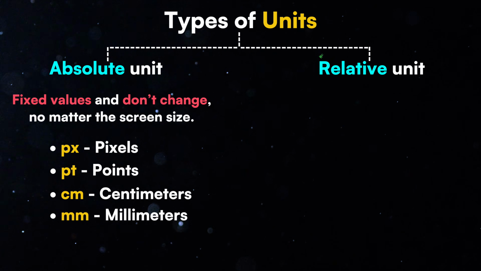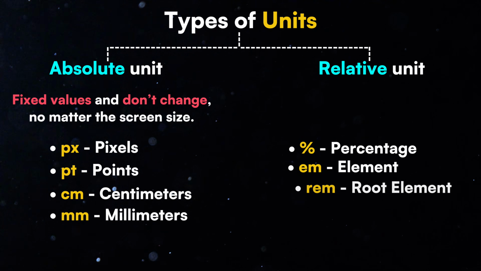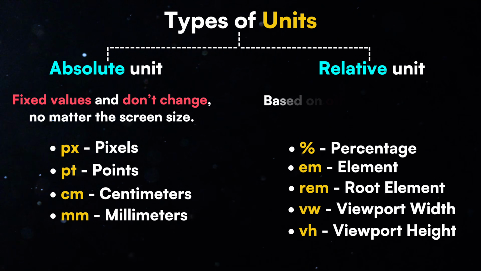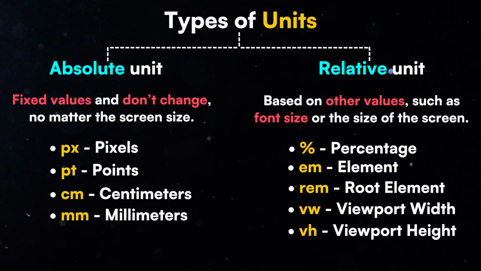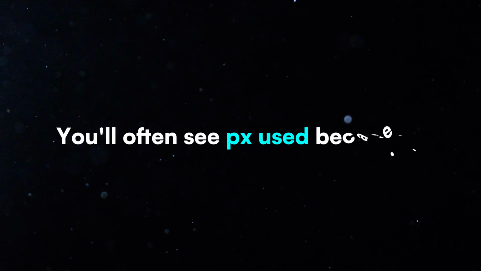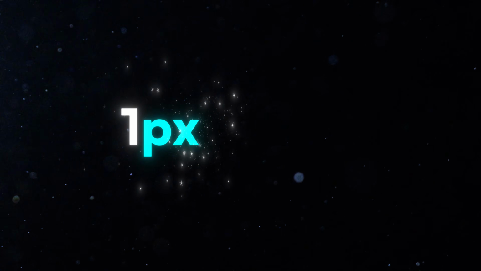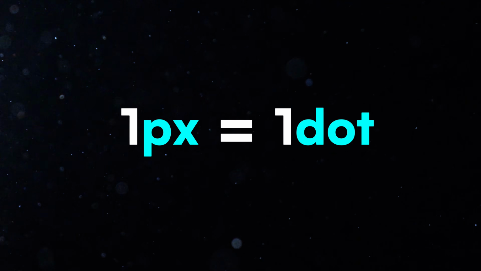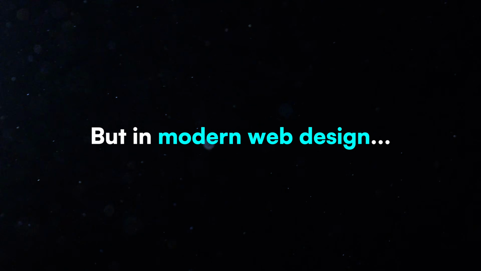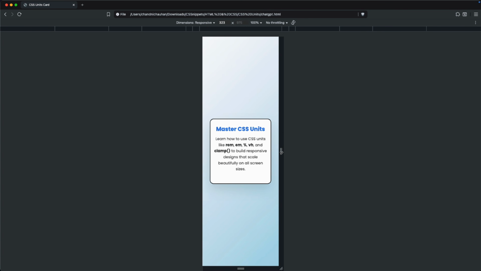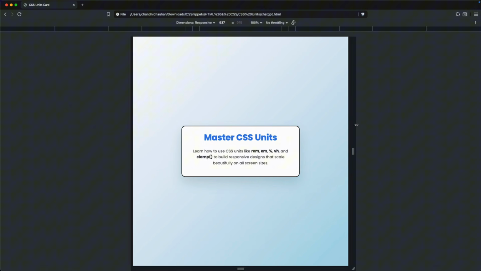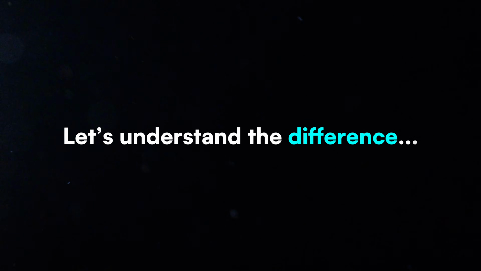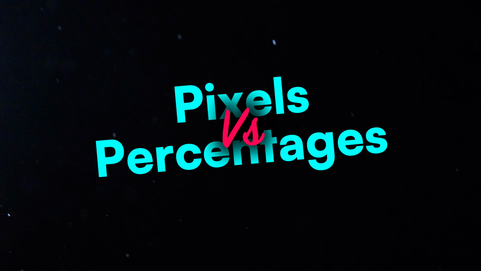Relative units, like %, em, rem, vw, and vh, are based on other values, such as font size or the size of the screen. You'll often see px used because it's simple: 1 px equals 1 dot on the screen. But in modern web design, relative units are more useful because they help create responsive websites that look good on all screen sizes. Let's understand the difference between pixels and percentages in CSS.